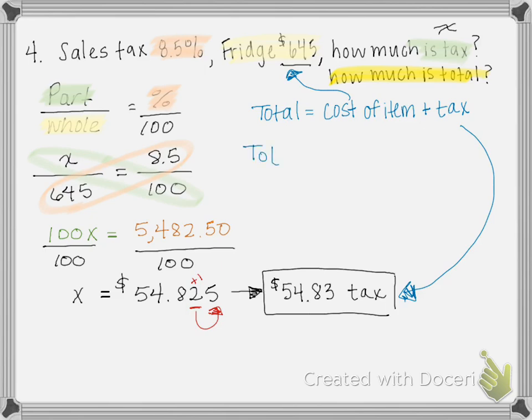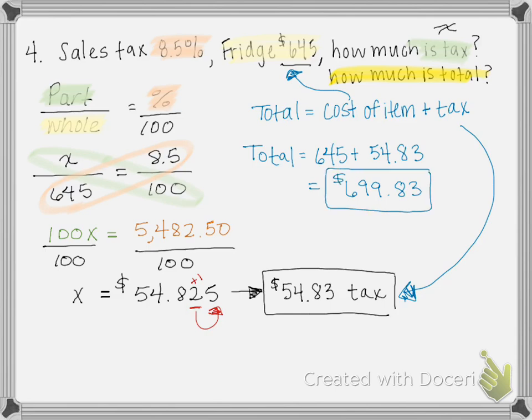So the total is going to equal $645 plus the $54.83 tax. So plus 54.83. So if we add those two, we should get $699.83. So now you have your two answers. You have the tax and you have the total.